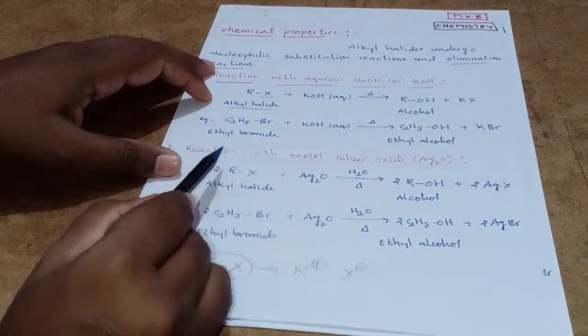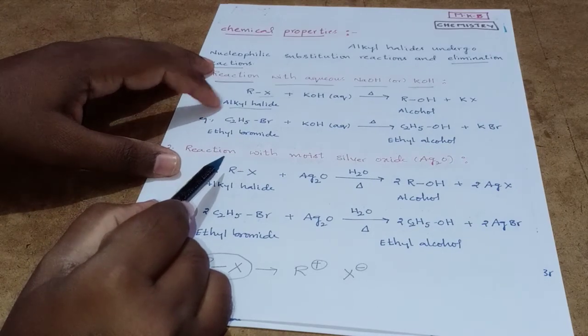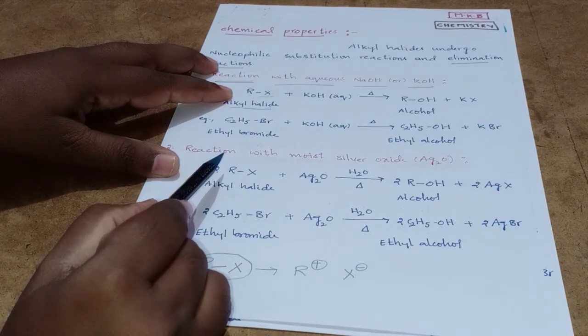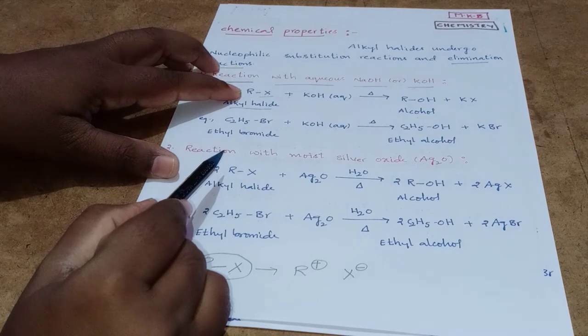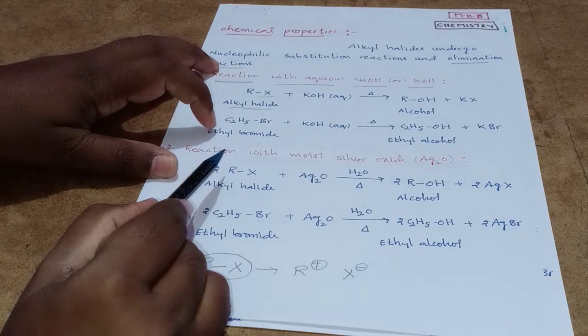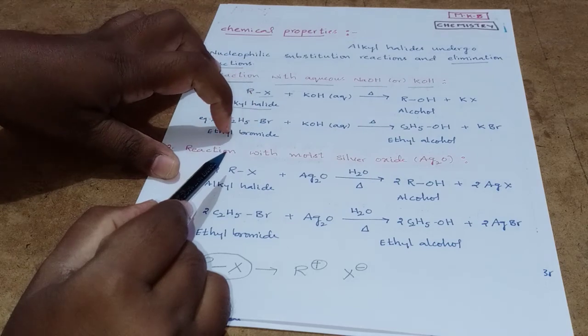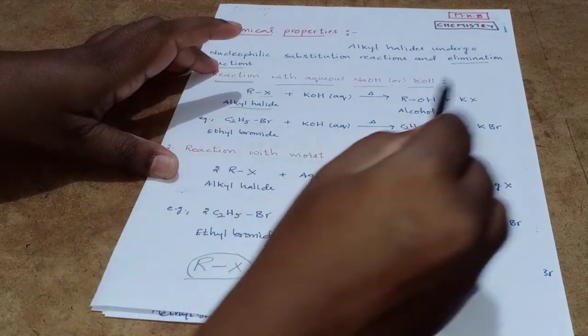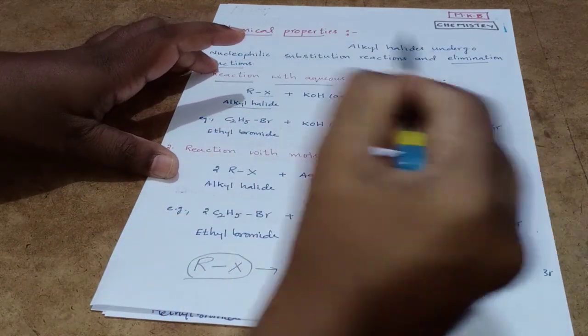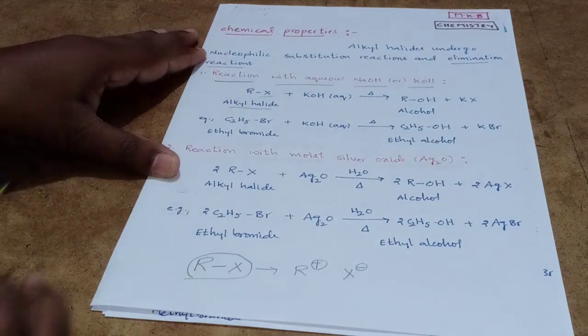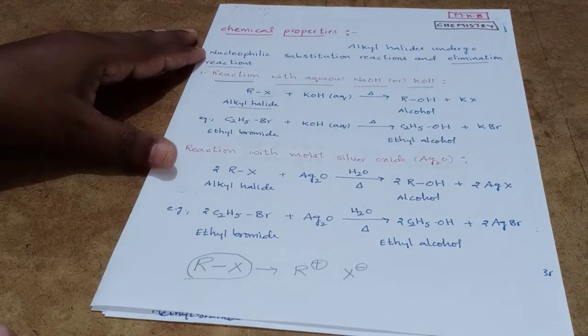Example. It is very easy to write the examples if we know the general reaction. In place of R, you just write C2H5, that becomes ethyl. In place of X, you write bromine, it becomes ethyl bromide. So the net product will be ethyl alcohol. This is the reaction with aqueous NaOH.